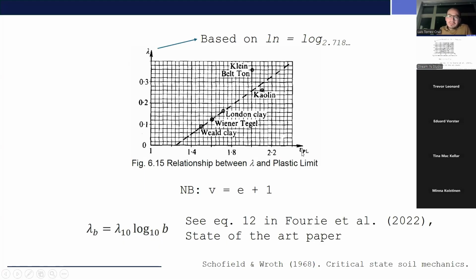And what is the specific volume? The specific volume is simply the void ratio plus 1. The other thing that I have to point out here is that this lambda is not based on a log 10, but it is actually using a natural logarithm. So it is a base 2.718 and so on. And this equation here is showing how you can go from a lambda calculated in a base 10 to a lambda calculated in some other base B.